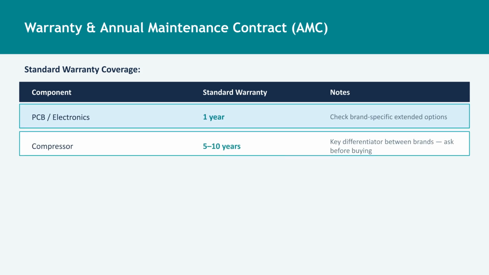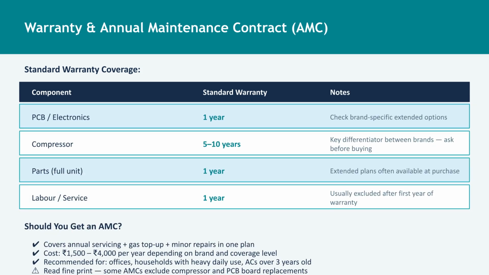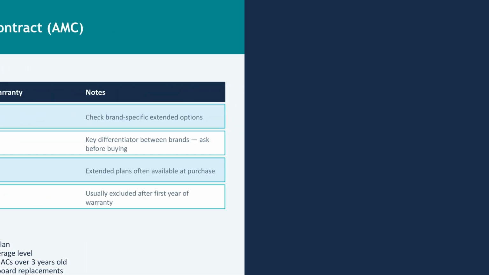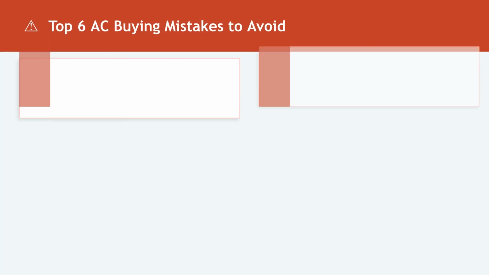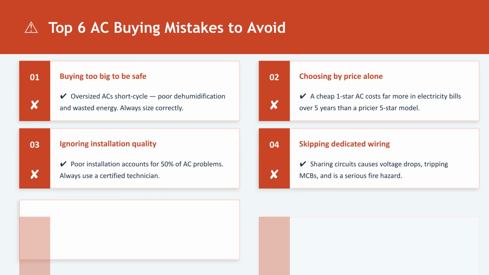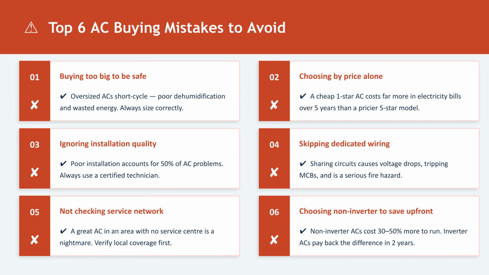Standard warranty typically covers parts and labor for 1 year, while compressor warranty can extend up to 5 to 10 years. An annual maintenance contract, or AMC, is recommended, but always read the fine print regarding exclusions. Section 8 provides a final checklist to help you avoid common and costly mistakes, ensuring you purchase and install your AC with confidence. Avoid these major mistakes: buying an oversized AC, choosing a model based on price alone, ignoring installation quality, skipping dedicated wiring, not checking the service network, and choosing a non-inverter unit.